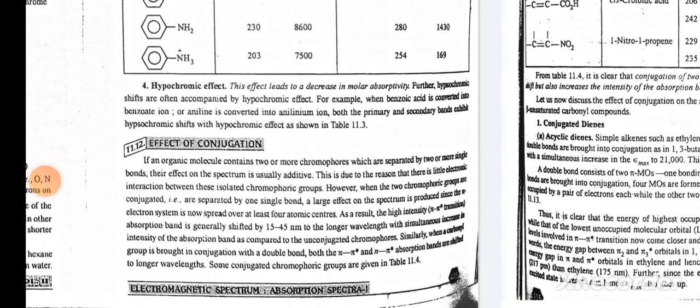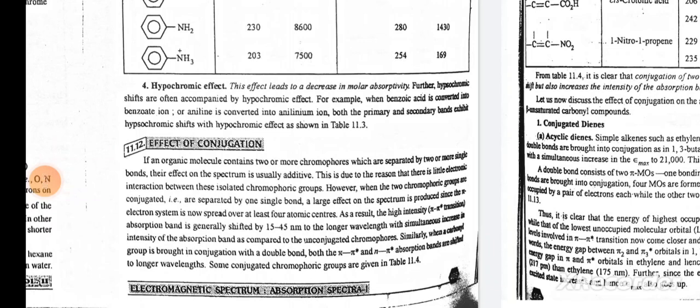Effect of conjugation. If an organic molecule contains two or more chromophores which are separated by two or more single bonds, their effect on the spectrum is usually additive. This is due to the reason that there is little electronic interaction between these isolated chromophoric groups. However, when the two chromophoric groups are conjugated or separated by one single bond, a large effect on the spectrum is produced since the pi electron system is now spread over at least 4 atomic centers.